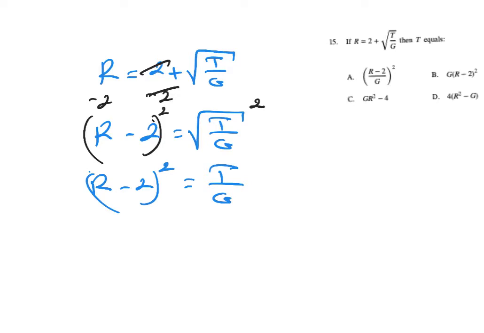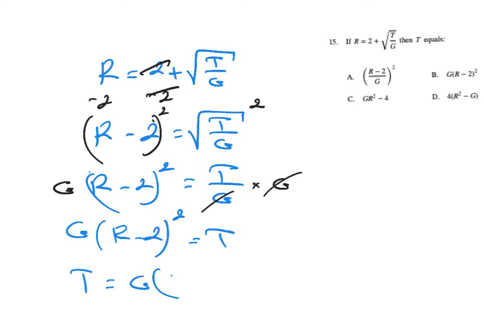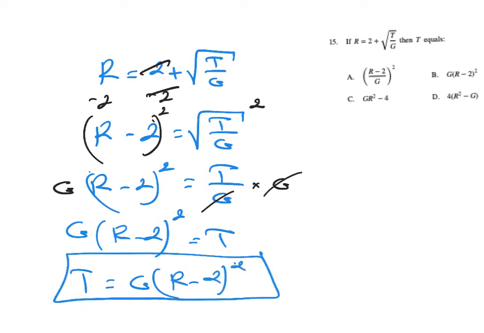And the next step, since I want to solve for T, I'm going to get rid of G, so we'll multiply by G, right? We'll multiply by G here. So this is gone, and I will have G times R minus 2 squared equals T, or T equals G times R minus 2 squared. And this is going to be the answer. So the answer will be B.